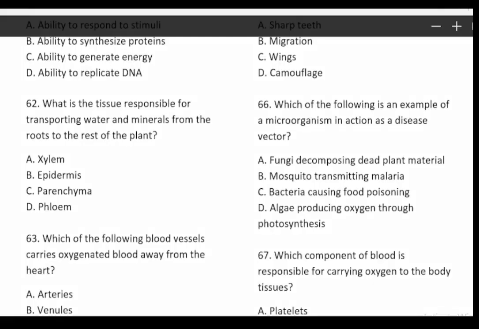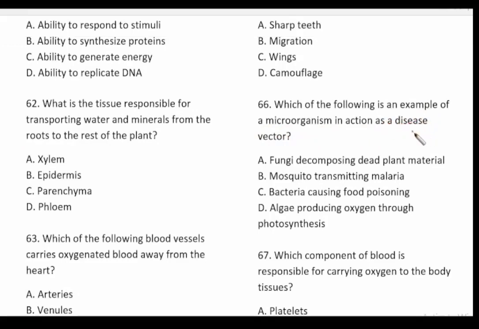And so question 66. Which of the following is an example of a microorganism in action as a disease vector? A. Fungi decomposing dead plant materials. B. Mosquito transmitting malaria. C. Bacteria causing food poisoning. And D. Algae producing oxygen through photosynthesis. All other options excluding option B are wrong. The answer is option B.